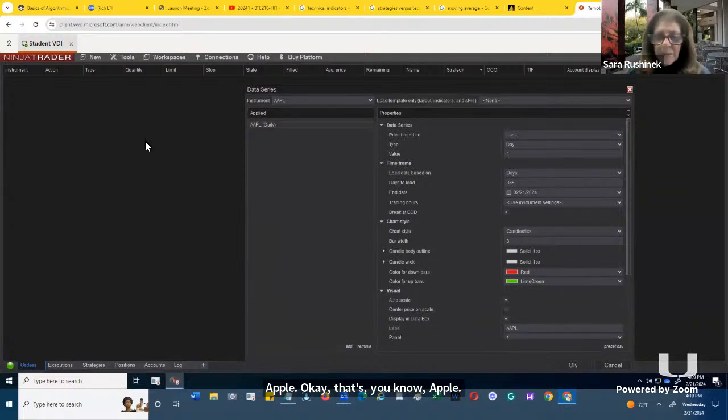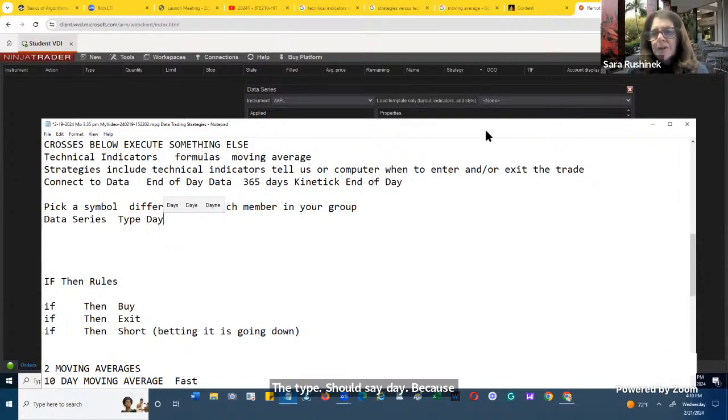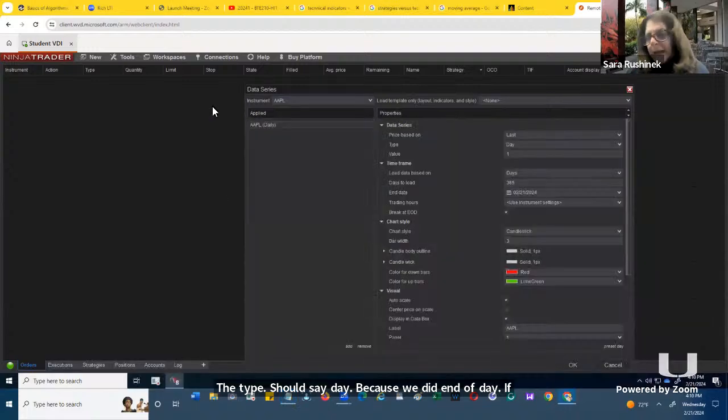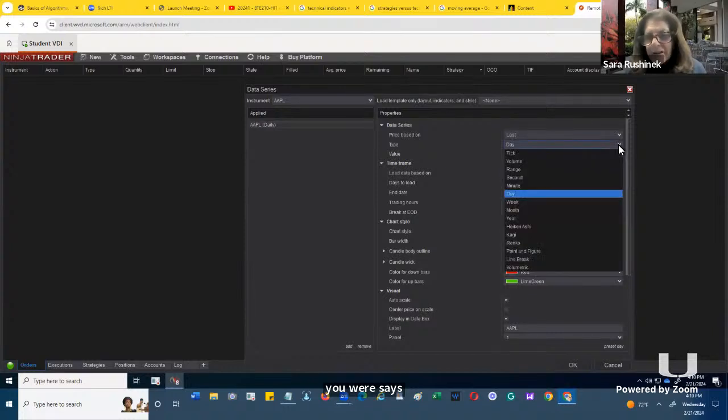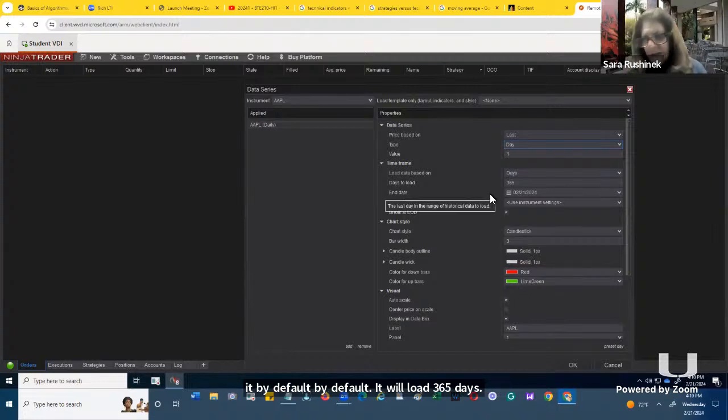And the other thing that you need to pay attention to is under the data series, look at the type. I'm going to just write this down for a second. Under data series, the type should say day, because we did end of day. If yours says minute or something else, just pull it down and change it to day. And you can see the days to load, we're going to leave it by default. By default, it will load 365 days, and the end date will be today.